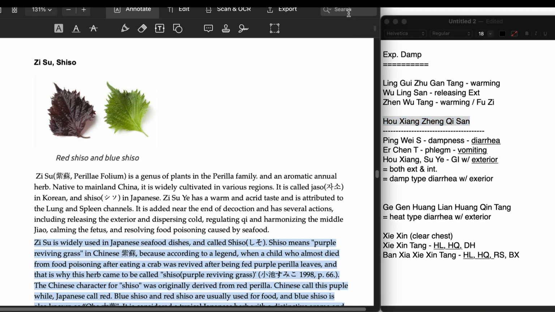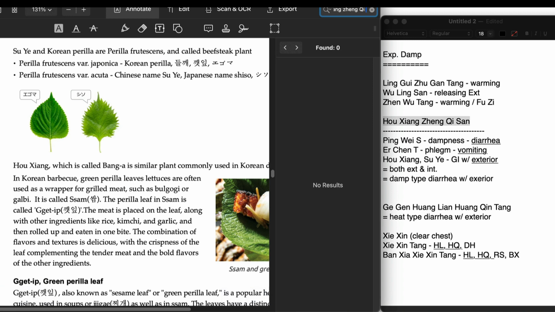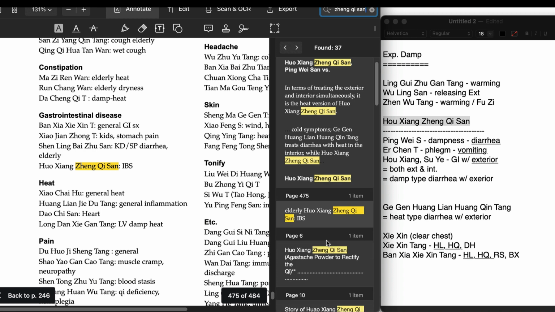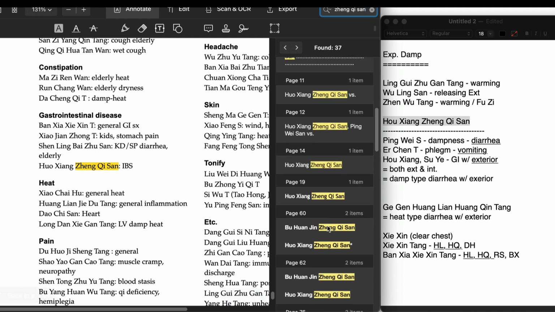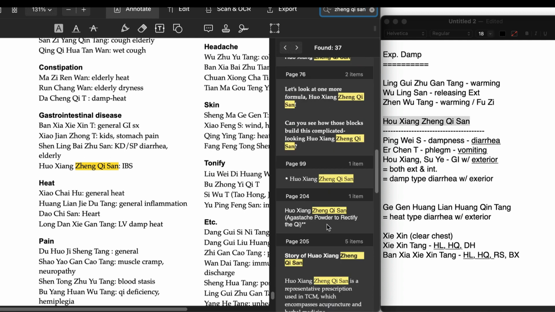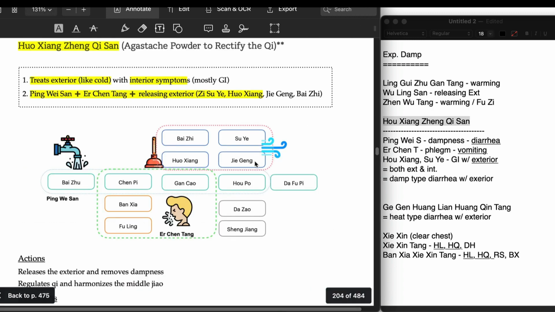Let's finish Xiang Chengqisan. Xiang Chengqisan, and this is a very popular formula. As you can see, there are many descriptions about Xiang Chengqisan. So first, take a look at this summary table.